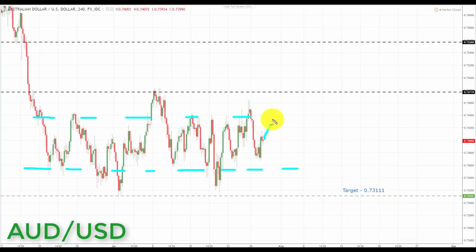0.74770. If we get a pullback and we get that retest of broken support turning resistance once again at the 0.74770, this is going to provide us an opportunity to start to look for bearish formations and patterns. And we're going to be looking at initiating shorts down towards the target set and the next key area of support to the downside at the 0.73111.